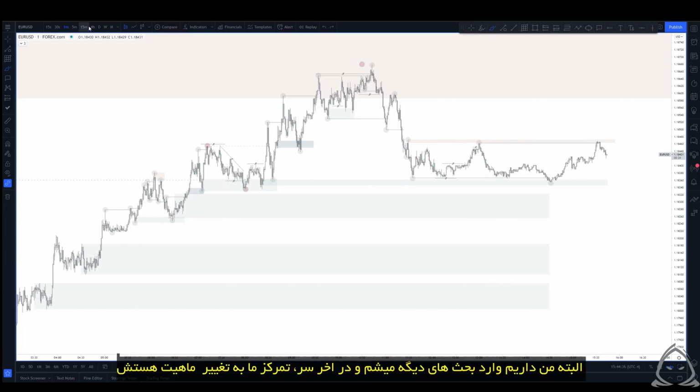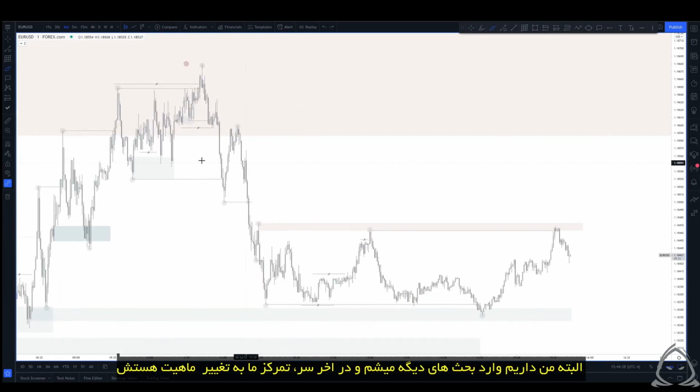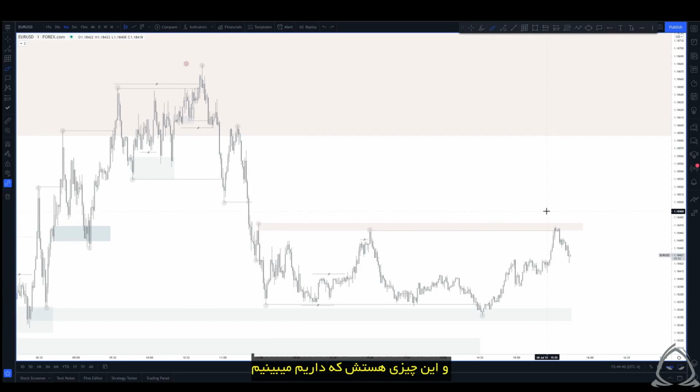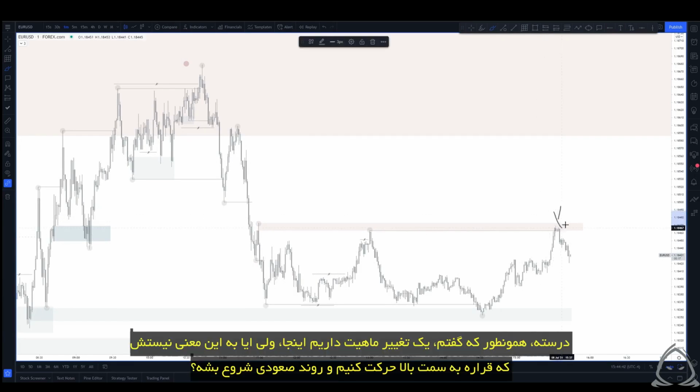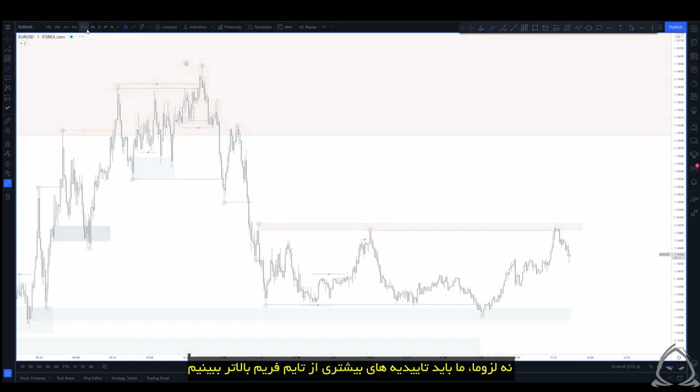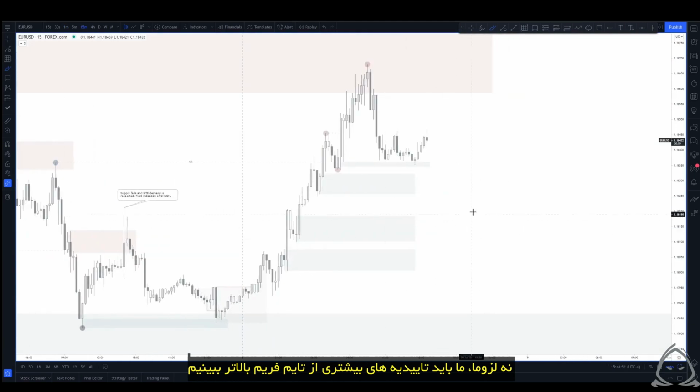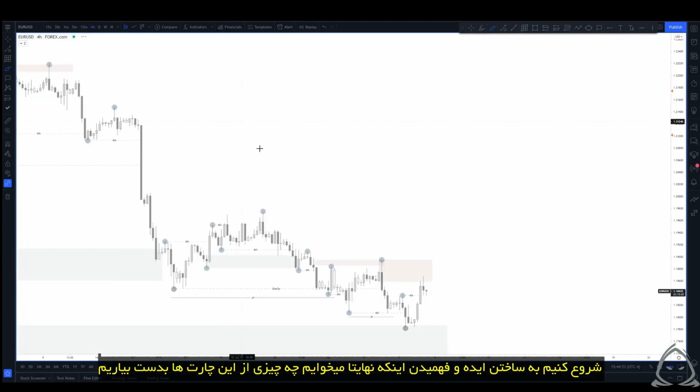Of course, I'm going into a few more things. Really, at the end of the day, we're focusing on changes of character, and this is what we're starting to see. But of course, like I said, we have a change of character here, but does that mean we're just going to start moving to the upside and starting a bull trend? Not necessarily. We need to start putting in more confirmations from the higher time frame, start building up the idea and understanding ultimately what we're trying to gain from these charts.